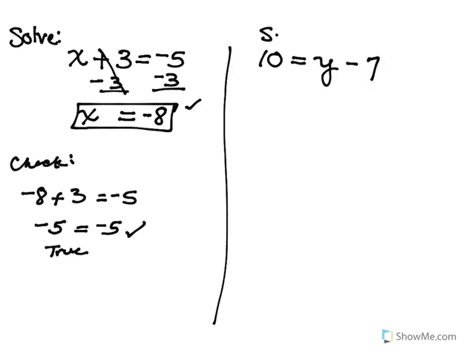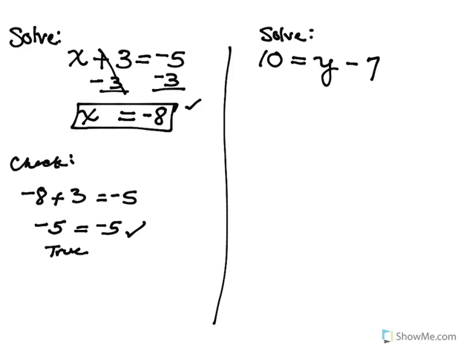Next, we're solving here. In order to solve, you need to know who you're solving for. The variable I'm solving for is the y. So when I look at this equation, 10 equals y minus 7, I need to figure out how to get the y by itself on one side.